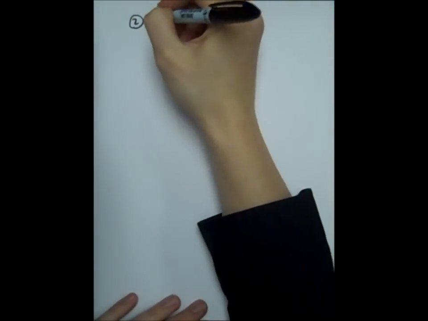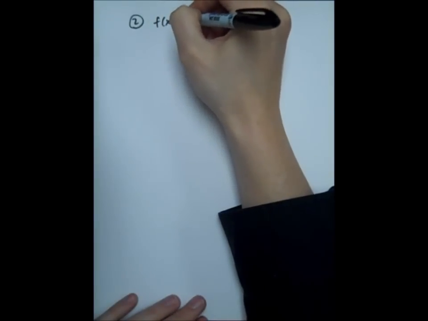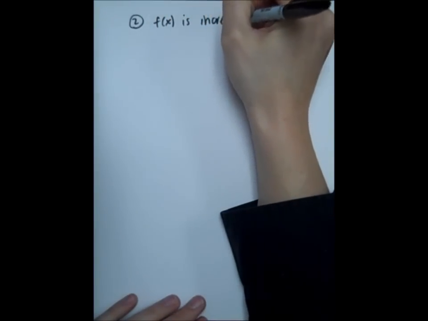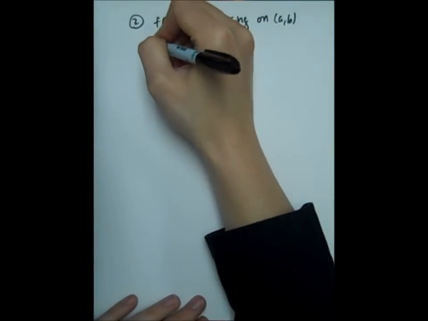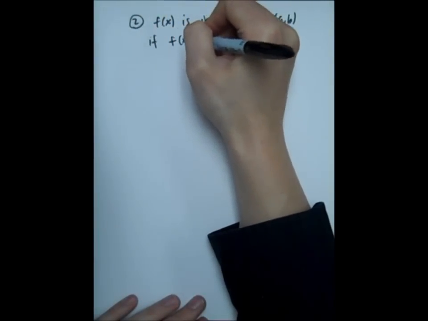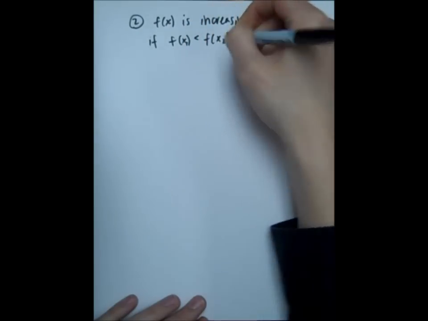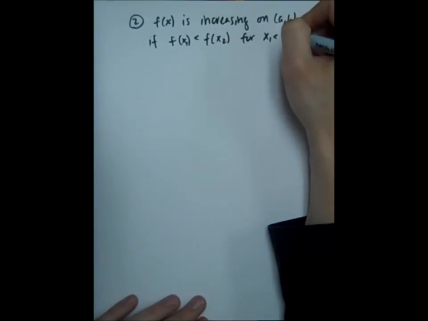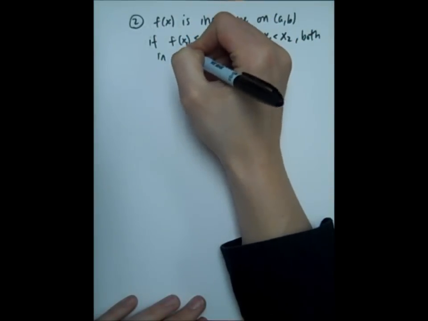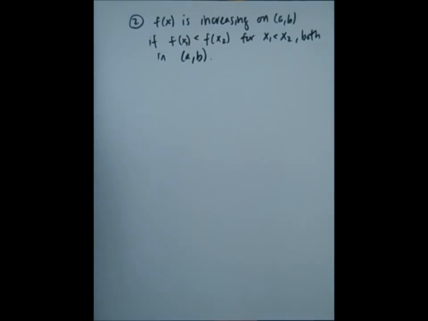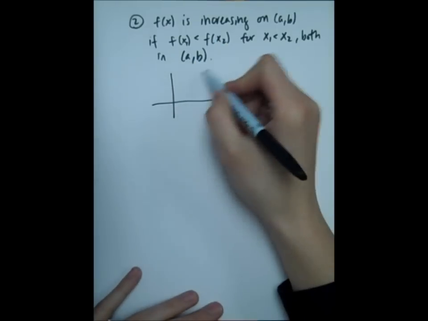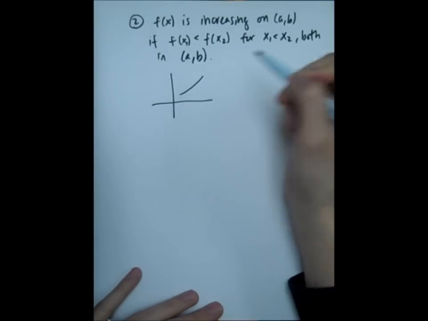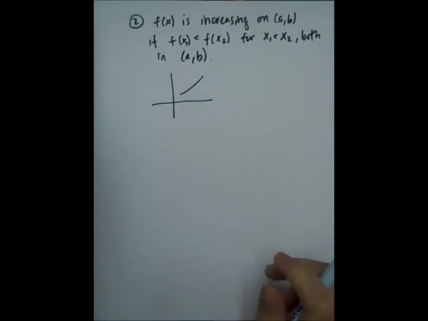The second thing, we say that f of x is increasing on an interval from a to b if f of x1 is less than f of x2 for x1 less than x2, both in the interval from a to b. So we've done this before. We said that f of x is increasing if, as I go from left to right, my function values are getting larger. So something like this. We're going to stop thinking about it in this way.